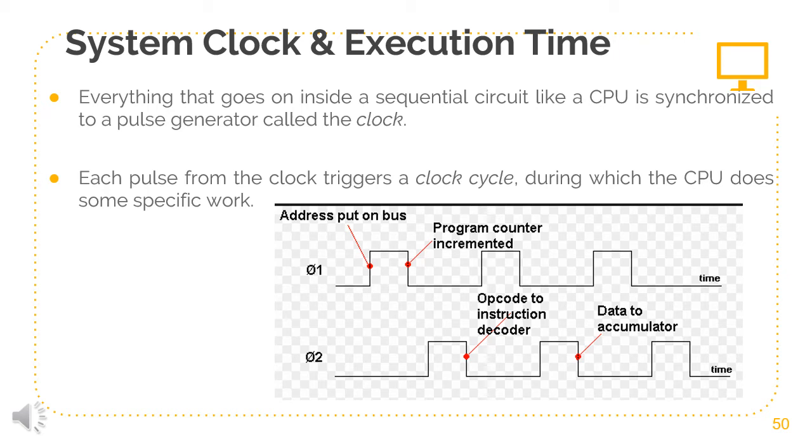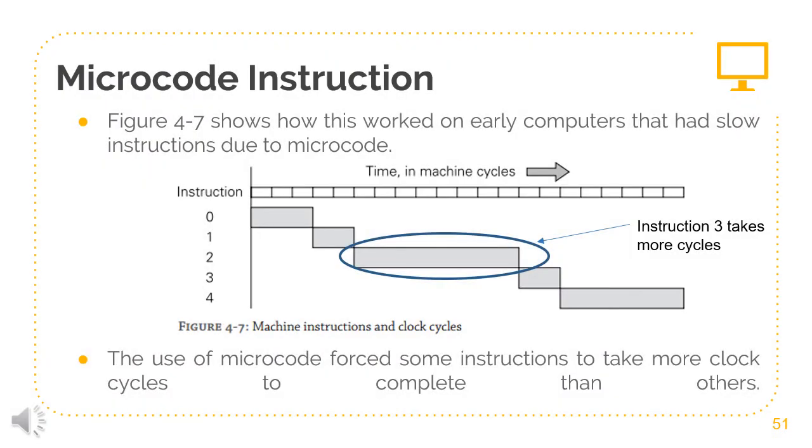The memory address register, MAR, will fetch the address from the program counter, PC. Then PC is incremented. Then the instruction is decoded at the decoder unit before execution. After completion of execution, data is sent to the accumulator register. We have completed the section about system clock and execution time.